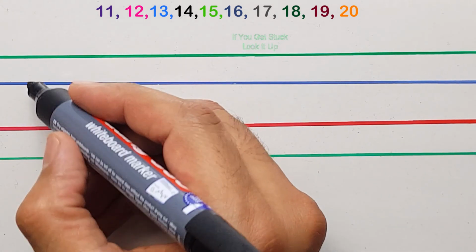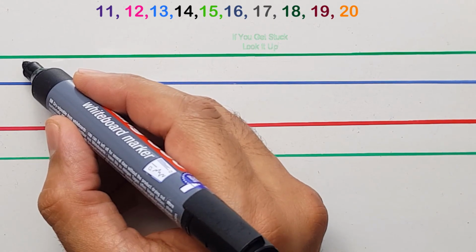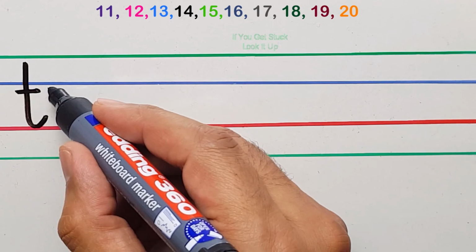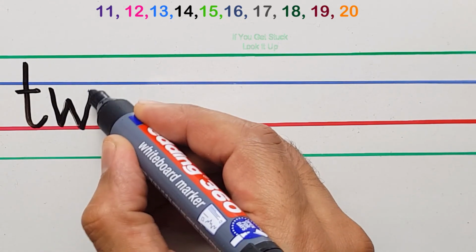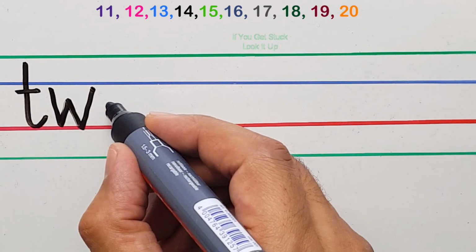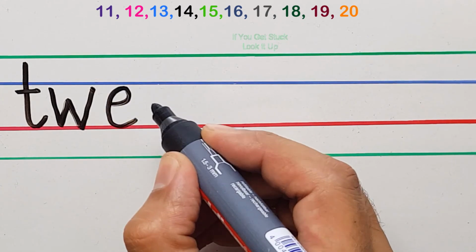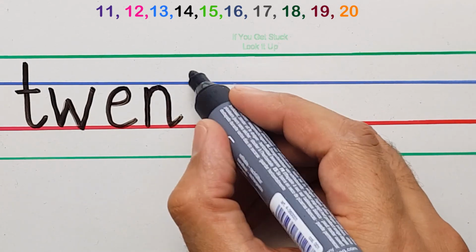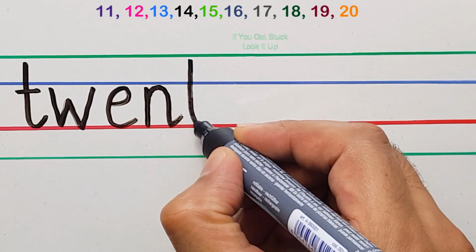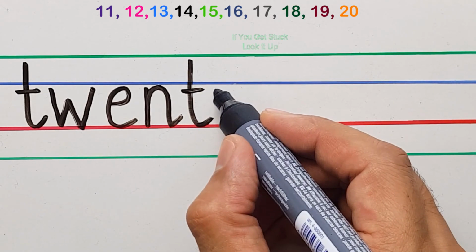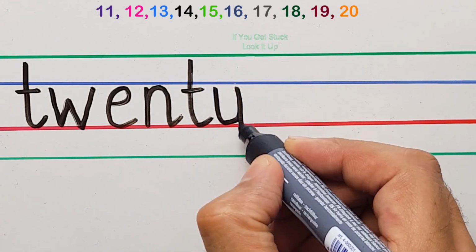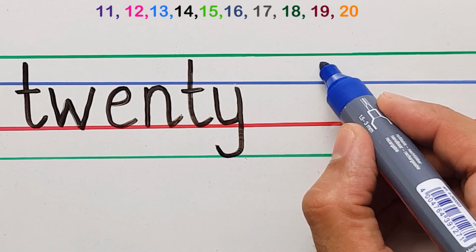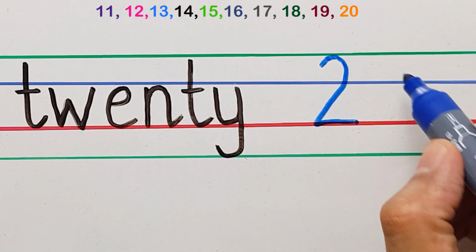And finally 20. T, W, E, N, T, Y. And we have the number 20. 2, 0.